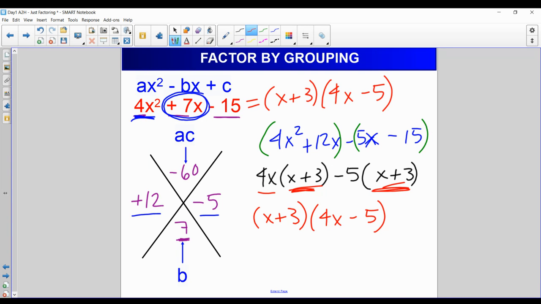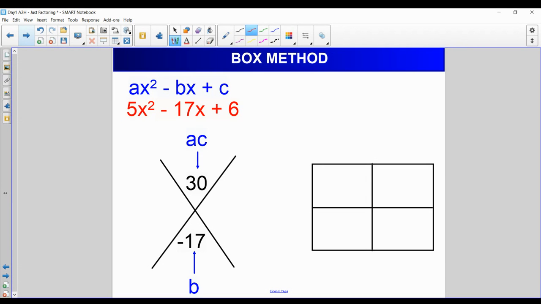Okay, we're going to look at another way, if that's not the way you've done it. Maybe you've done it using the X box. So this starts the very same way. What I am doing is taking my leading coefficient and my constant term and multiplying them to get this 30 on top. Then I am taking the middle number, and it goes on the bottom. I'm looking for two numbers that multiply to be 30 and add to be negative 17.